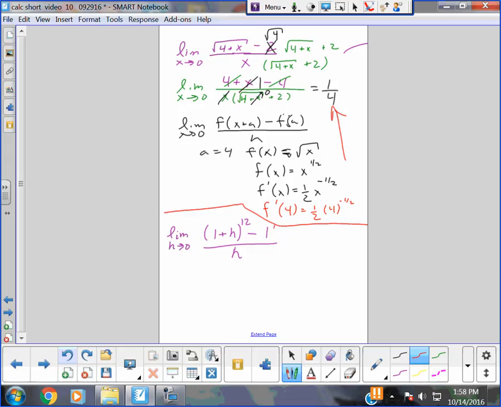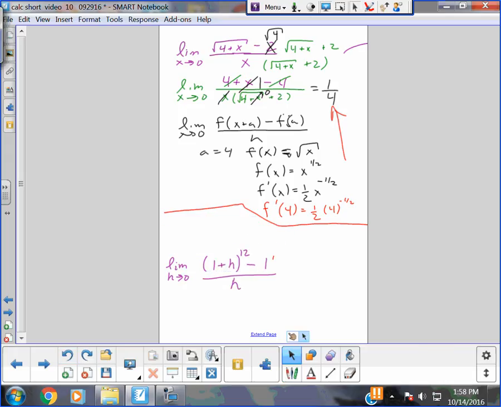I want to think of this as 1 to the 12th power. Because it's the same, I have the same power. You see what I mean? I got to the same function.